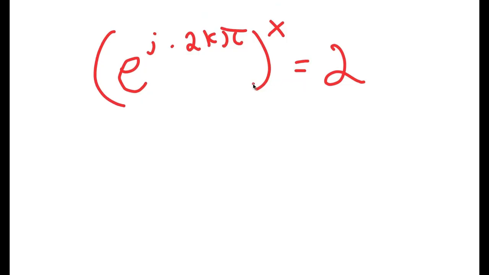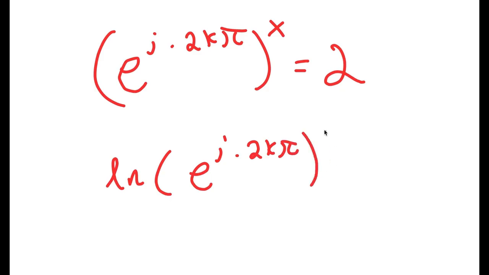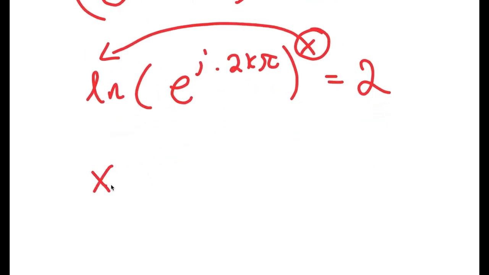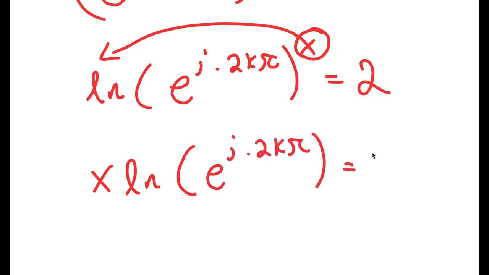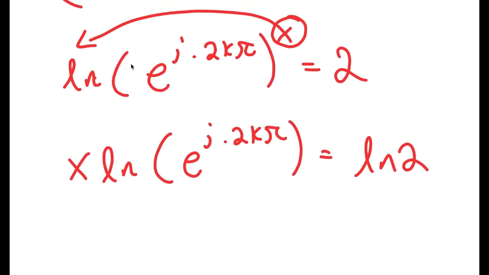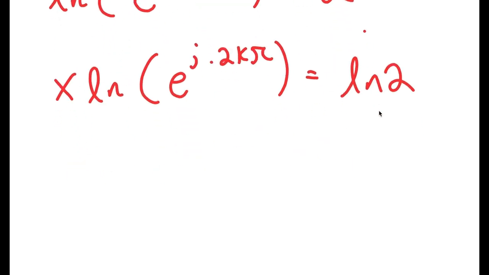And now with this, I'm going to take the ln or natural log on both sides. So I have ln e to the power of i times 2k pi to the power of x is equal to 2. So I'm going to now bring this x down using property of natural logarithms. So I get x times ln e to the power of i times 2k pi is equal to ln of 2. Because if you take ln on one side, you have to do the other side.